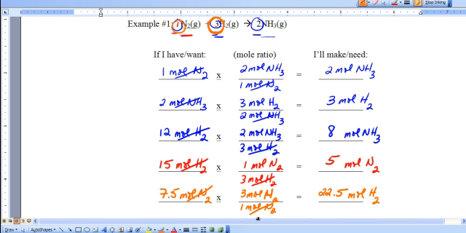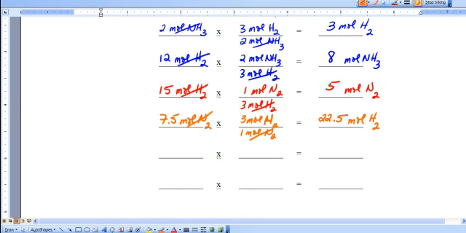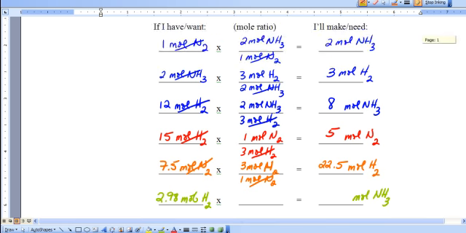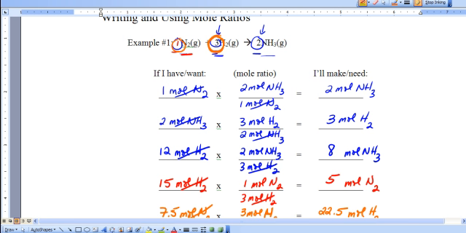All right. Let's just try a couple more here, just so we can drive home the point. Change this up. Let's go with a green here. We have, let's say, 2.98 moles of hydrogen. How many moles of ammonia could we produce from that? Well, the mole ratio, if you want to go from hydrogen to ammonia, is going to be a 2 to 3. This 2 over this 3.